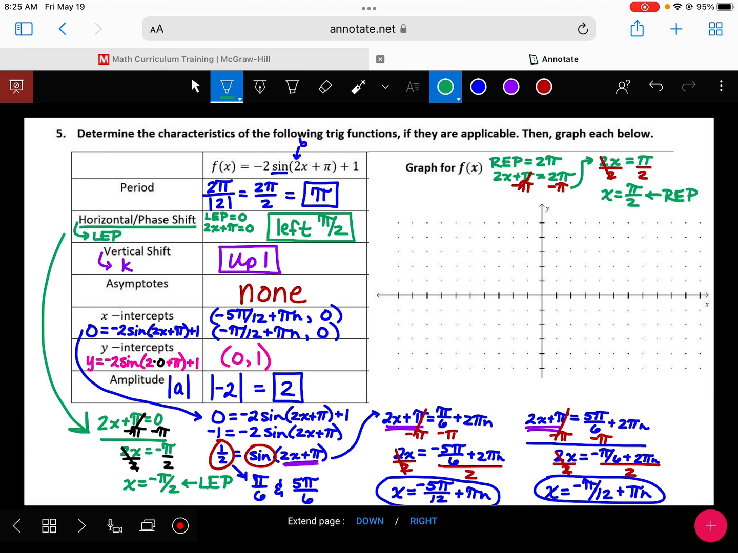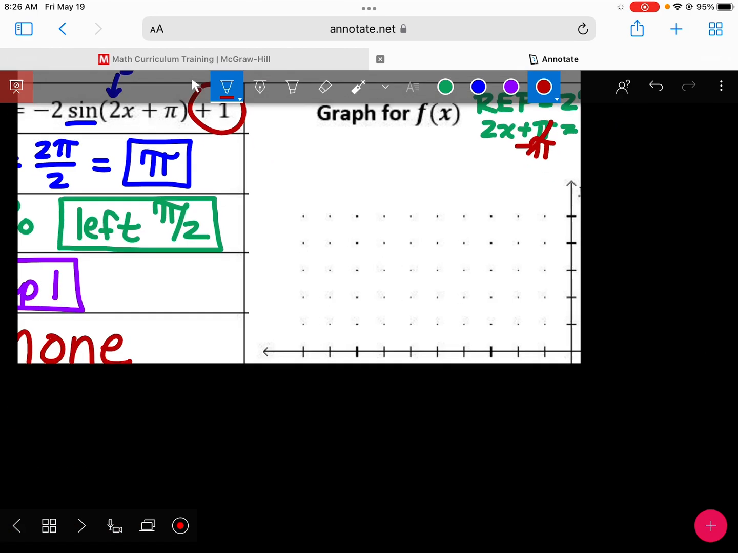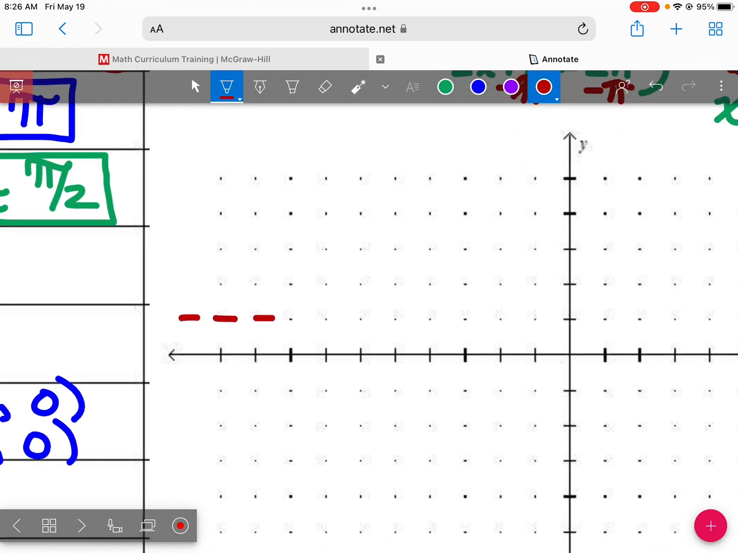What is our A value? -2. What's that going to do to my graph? It's going to flip it. It's going to have an amplitude of 2, but it's going to take it from this and reflect it the other way. So it's going to go down first and then up. So I'm going to have 3 places where we hit our midline. I'm going to go ahead and sketch that midline in first. That's this. This is going to happen where the parent is going to be 0.